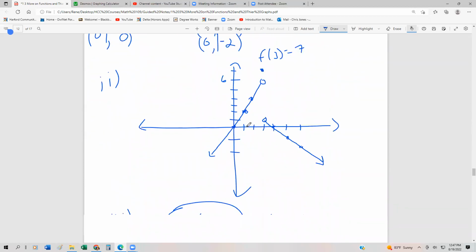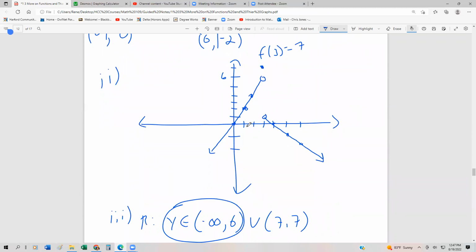The last thing that we're going to look at this section, unfortunately, is the most algebraically taxing. That's going to be the difference quotient. Okay, so we'll take a look at that, and that'll be it for this section.